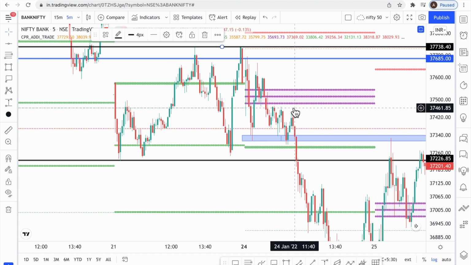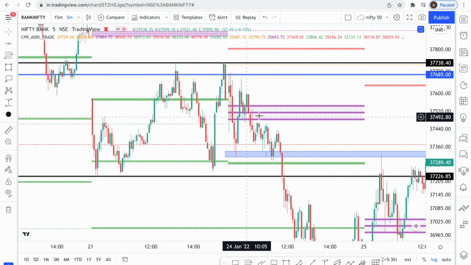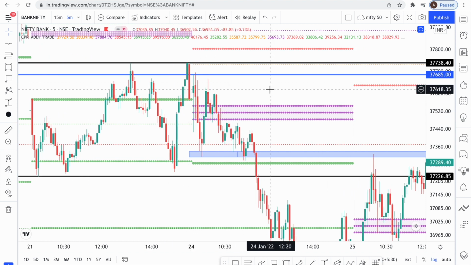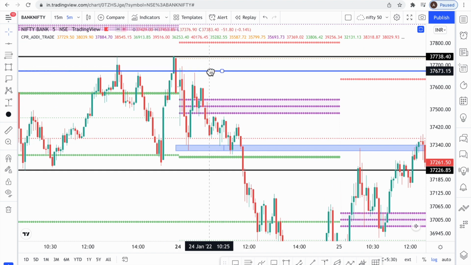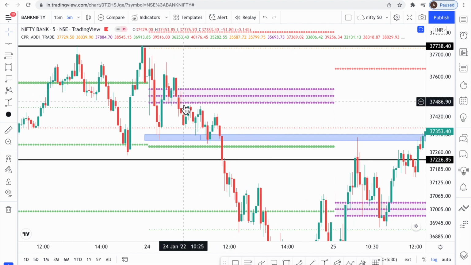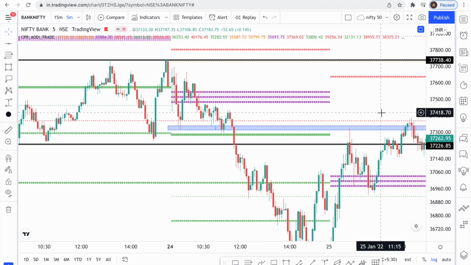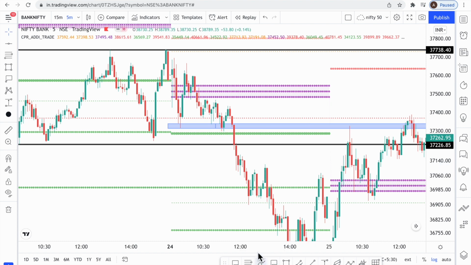The previous day is 21st Jan. 24th was probably a Monday, so 21st Jan was Friday. And in the morning itself we had taken some resistance here, so we came below the CPR. Obviously we did some scalping here, but that requires a lot of experience. The best trade, I'm showing you the best trade, was when again the price came to this support, right?